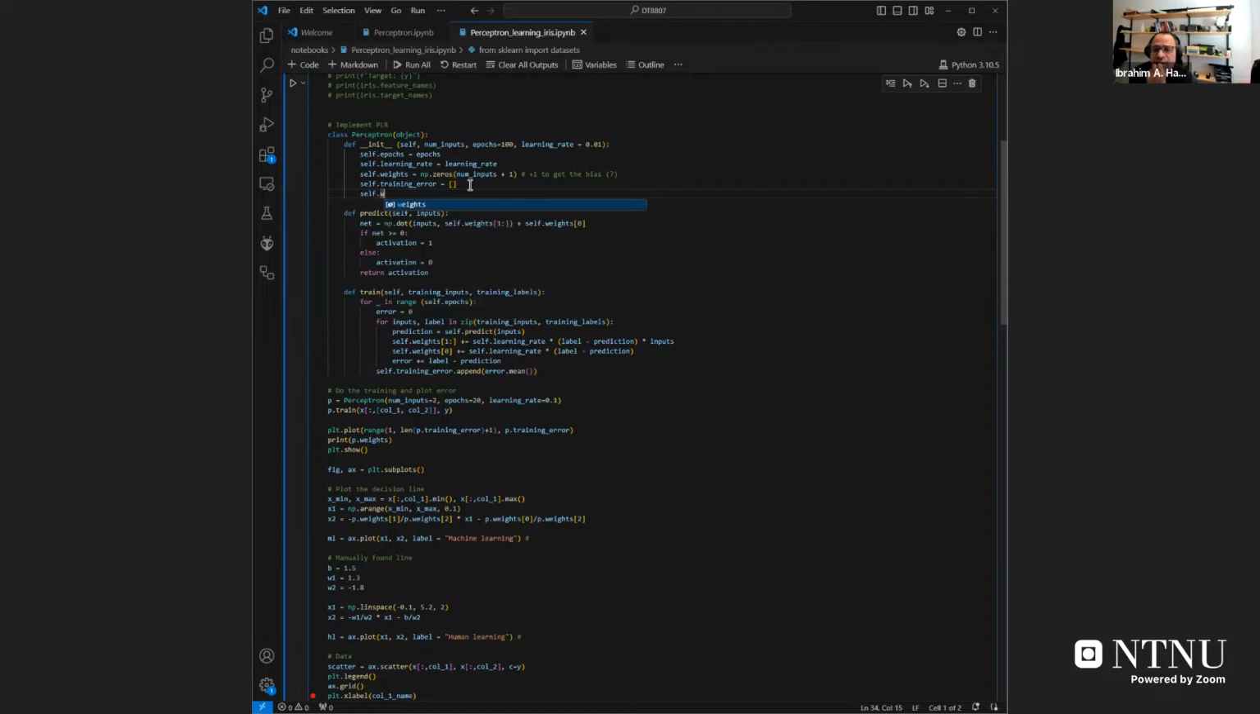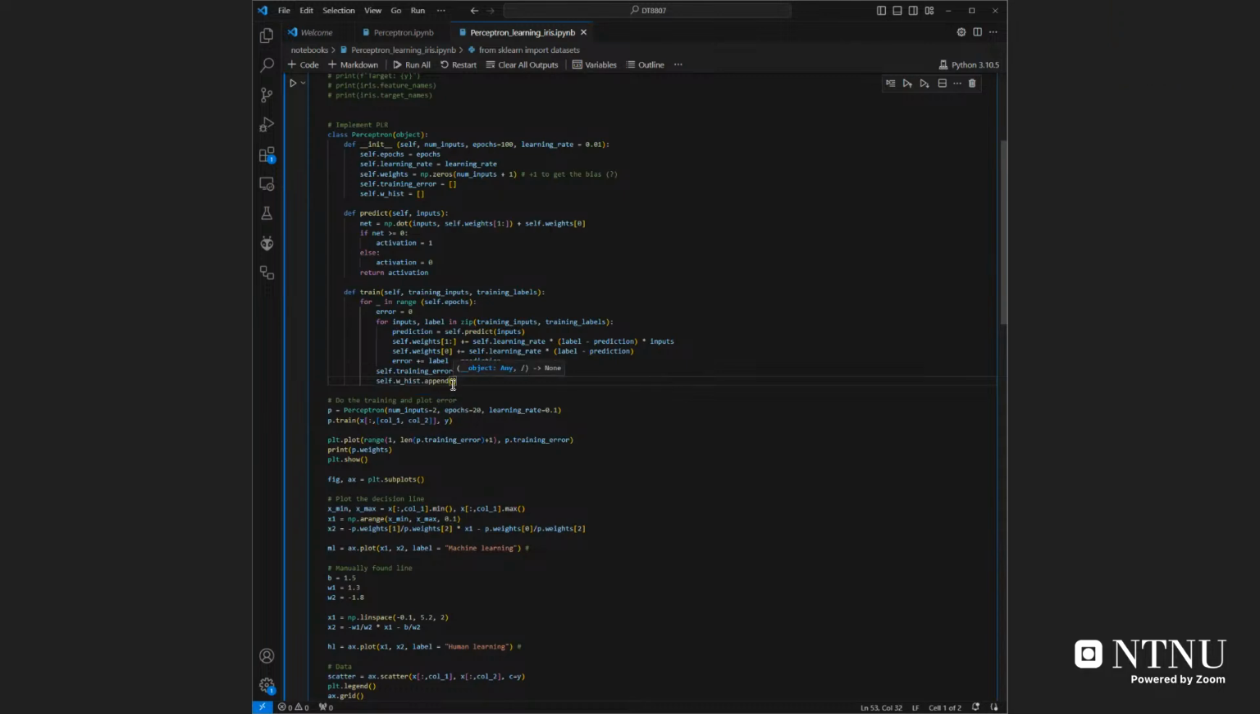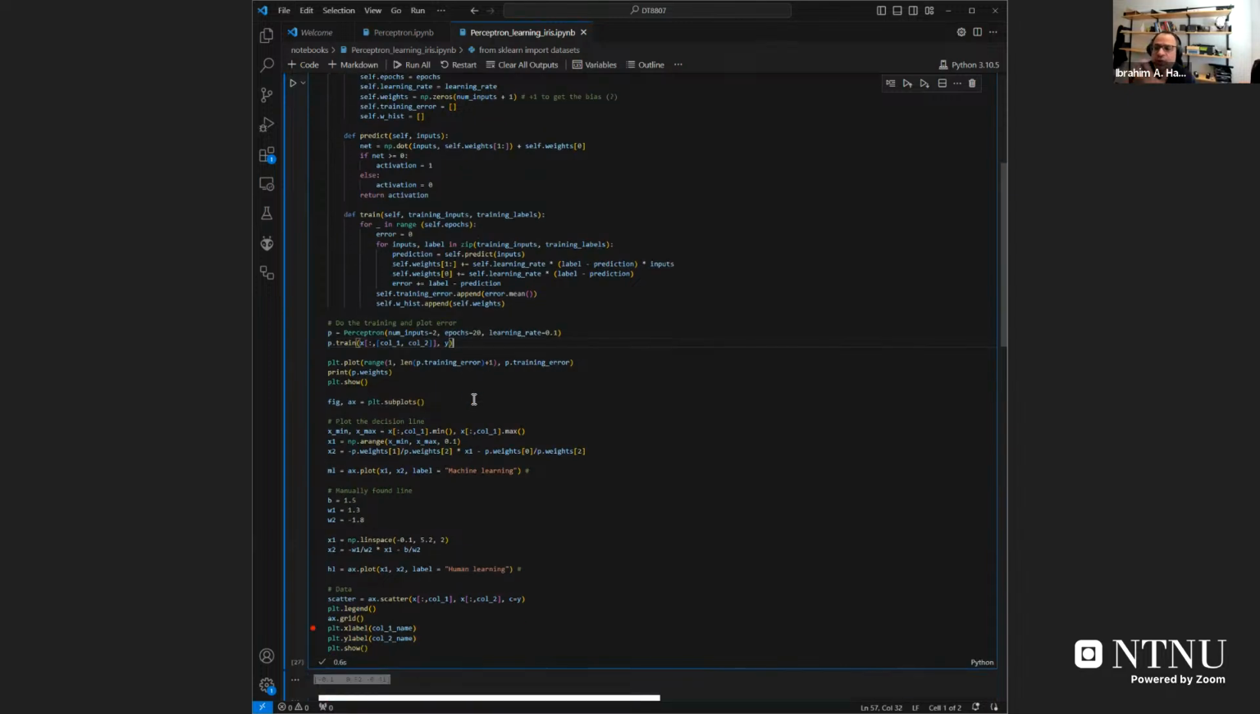So yes, as a matrix. Yes, very good. In this case, after each epoch, we will store those. This is very good. And you can plot those values also. It will show you that the training process is working.